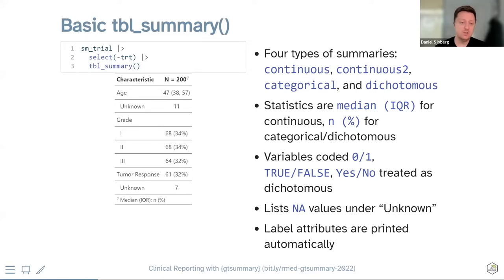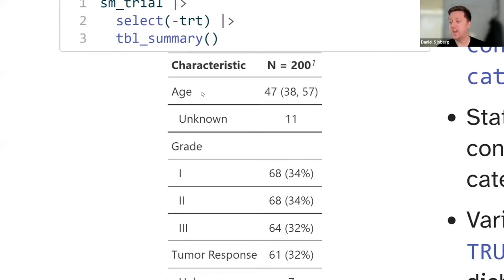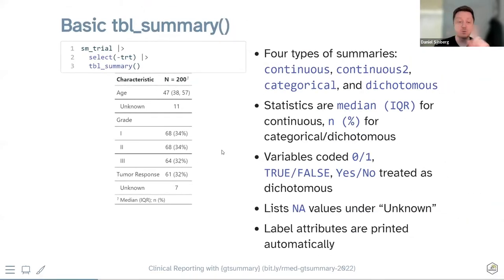So I think this is a pretty fantastic table, and that was very, very simple. And you can see here also, like I mentioned before, rather than showing the raw variable names for age, grade, and tumor response, we're getting the lovely column labels that we assigned earlier. That's why we're assigning variable labels: they're going to be utilized all over the package. And it's really fantastic.